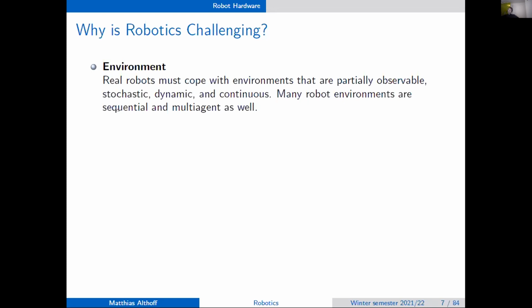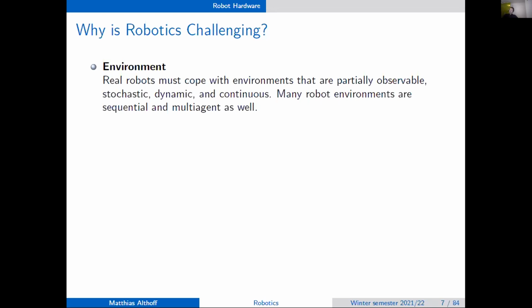And also they're usually sequential, the environments for robots, and not episodic, and multi-agent and not single agent. Multi-agent doesn't always have to be the case. There are also many single agent cases, like if the Mars rover lands on Mars, and there are no other robots driving around. This is a single agent case, but still challenging. And there are other single agent cases, but it can often be multi-agent.